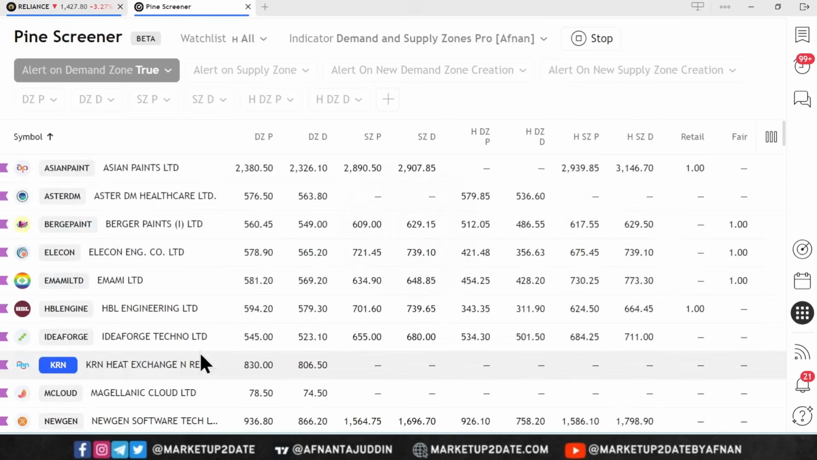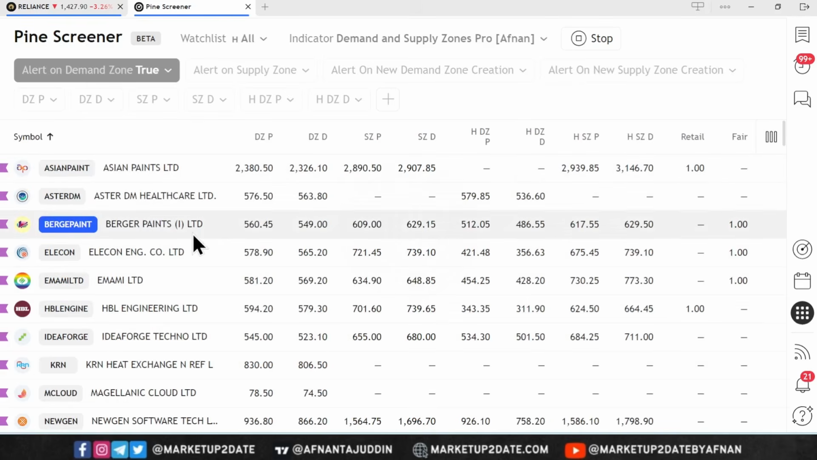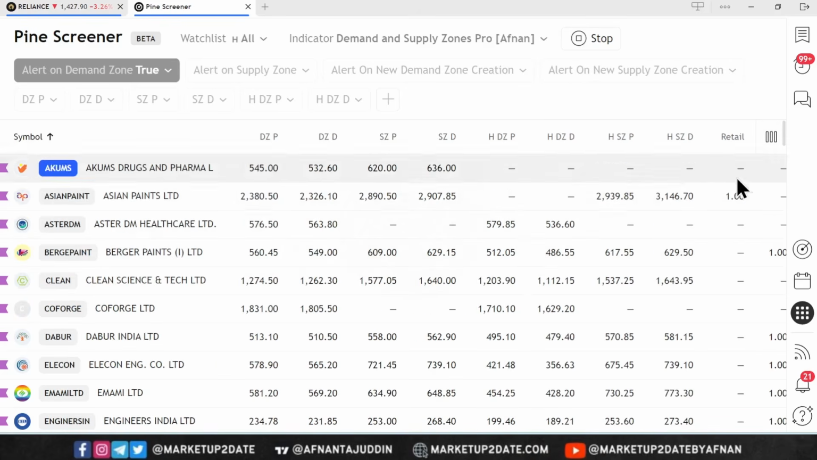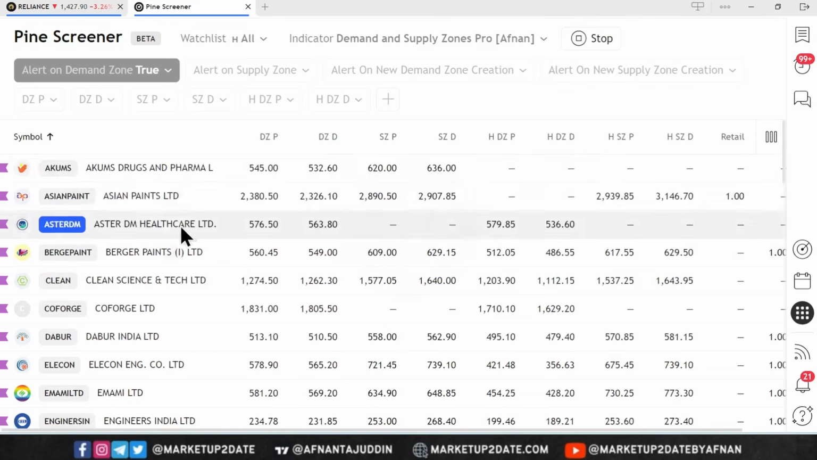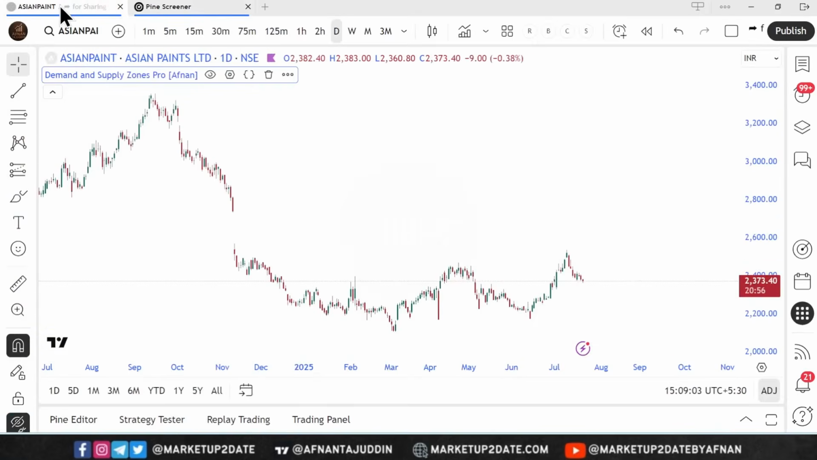The screener will now populate with a curated list of stocks that meet our exact conditions. You can see columns here like demand zone proximal and demand zone distal, higher demand zone proximal, and even columns that tell you if the price is in the retail or wholesale area of the curve. This is your personal automated opportunity scanner. It is an incredibly efficient way to find high probability setups across hundreds of stocks in just a few seconds.